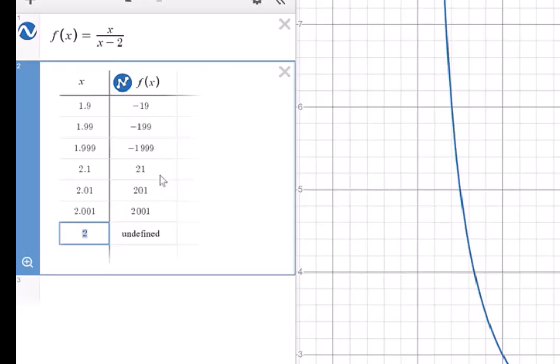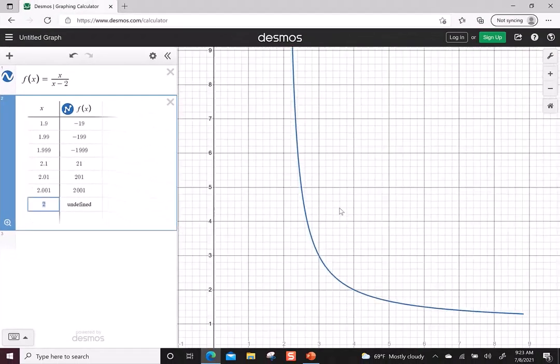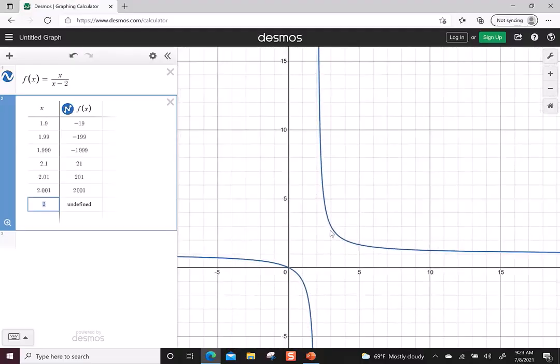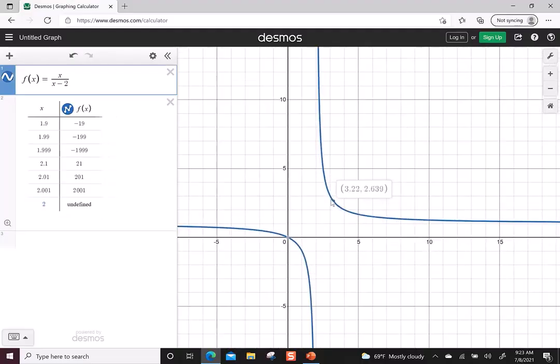At 2.1, I get 21. At 2.01, I get 201. And at 2.001, I get 2001. This time, the closer I got to 2, the numbers got bigger and bigger. We could go over to the graph and look here, follow along, that as I get closer to 2, my numbers go up, up, up, up, up. And if I go closer to 2 from the negative side, the numbers get smaller, smaller, smaller.